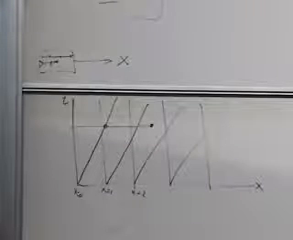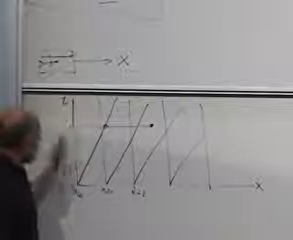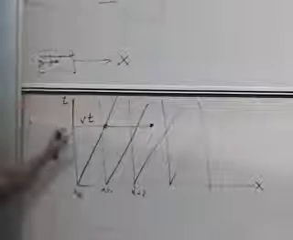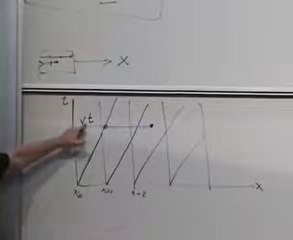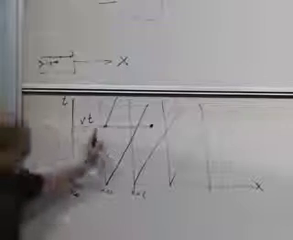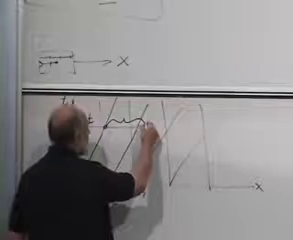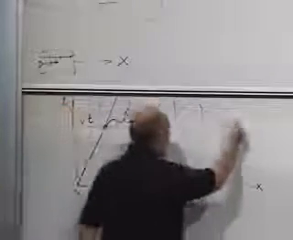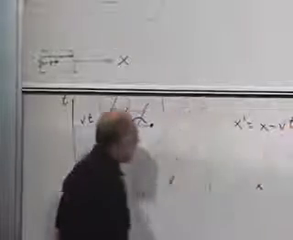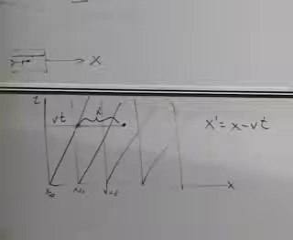What's the difference between them? The difference between them is just the distance that the elevator has moved. Velocity of the elevator times time. That's how far the elevator has moved in an amount of time t. It's moving with a uniform velocity, v times t. So what is x prime? Here's x prime over here. x prime is equal to x minus vt. That's the relationship between the primed coordinate and the unprimed coordinate.